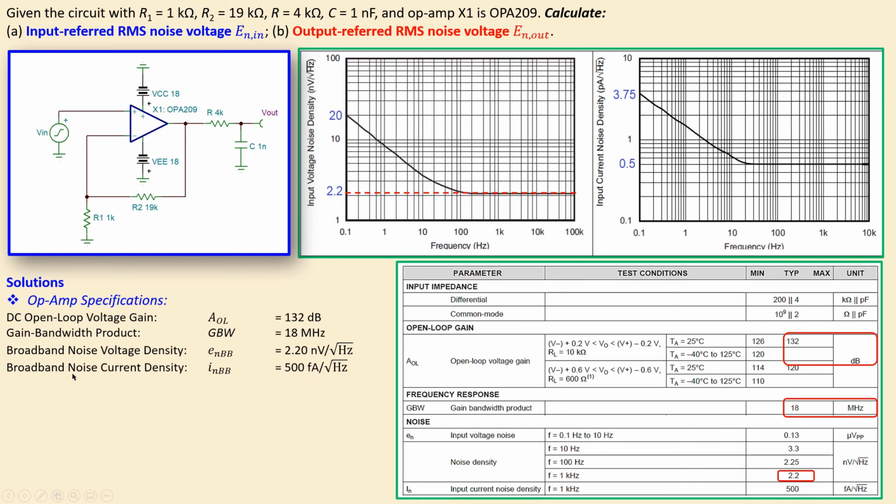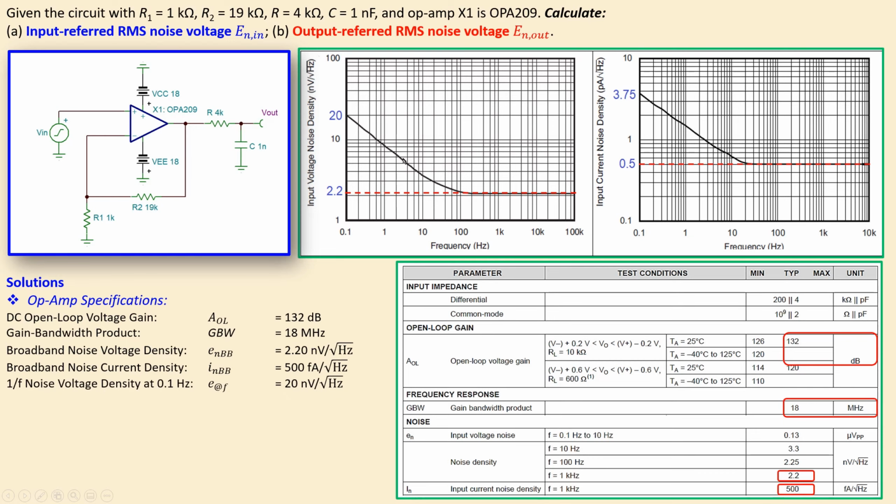We also have a similar part for the noise current spectral density, which is in this case 500 femtoamps per root hertz, and that is shown here, and we also have these units. Again, this can be seen from the plot of the noise current spectral density at the input. You can see that this is the constant value and has a value of 0.5 picoamps per root hertz, which is exactly equal to 500 femtoamps per root hertz.